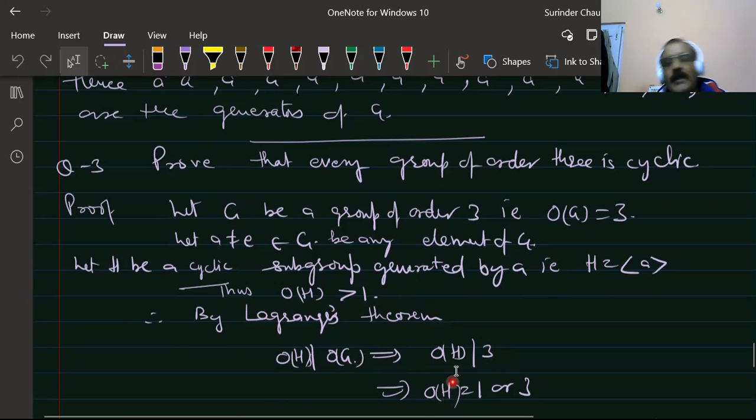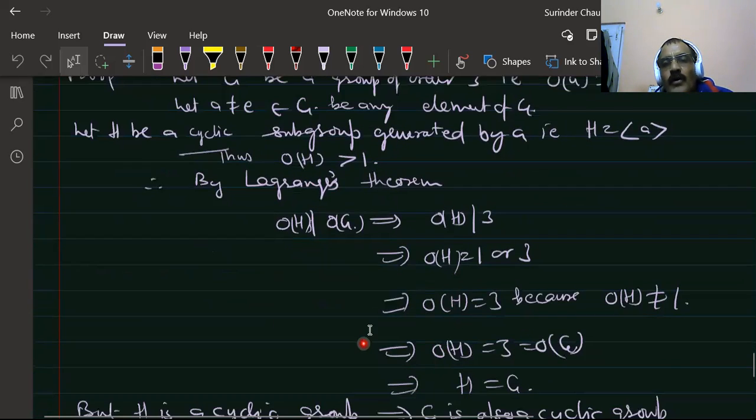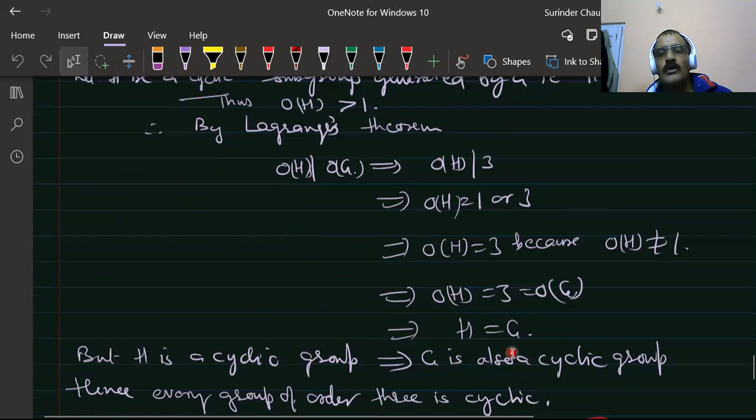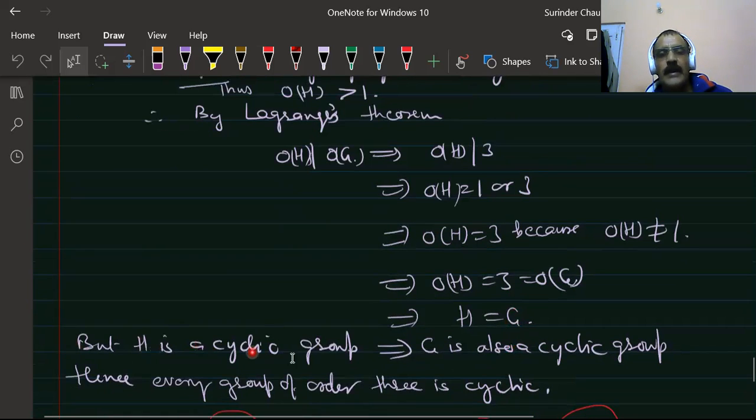Since 3 is a prime number, the divisor is either 1 or 3. But the order of H is not equal to 1, because H is not generated by the identity element. So the order of H must be equal to 3, which is the order of G. So H is equal to G. But H is a cyclic group, therefore G is also a cyclic group. Every group of order 3 is cyclic.